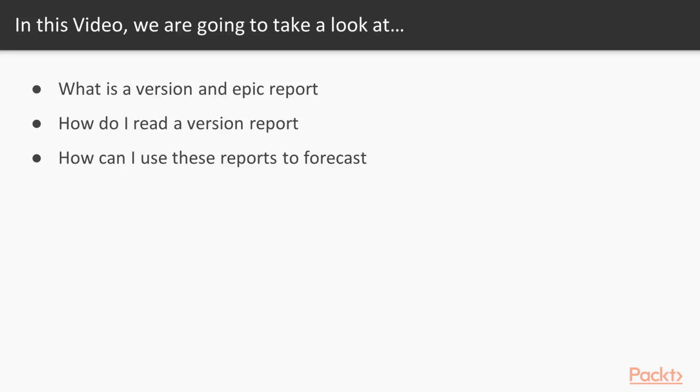Again, they're very similar. So the version report, let's say, would be larger and contain a larger piece of value, and an epic would be smaller, and it would basically be the same kind of report but allow you to look at a specific version or a specific epic, and then you get some sort of forecast as to when that item would be completed. We'll look at how to read a version report, and then we'll also look at how we can use these reports to provide a forecast.